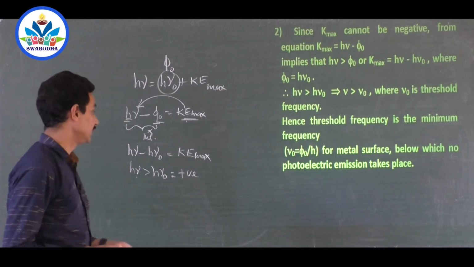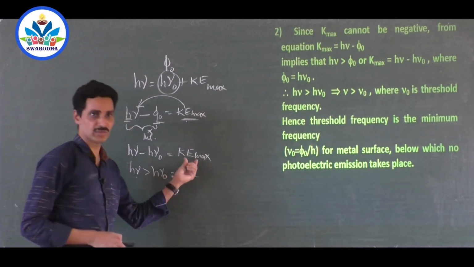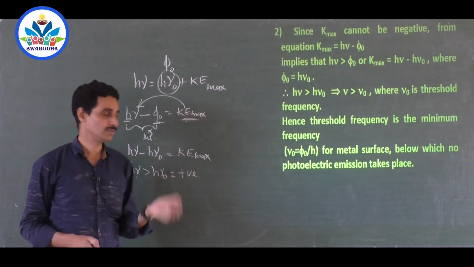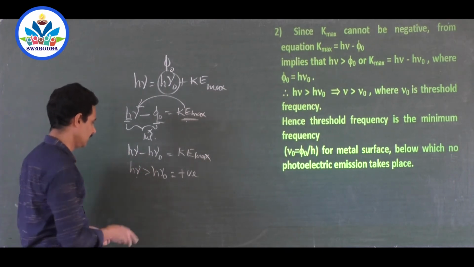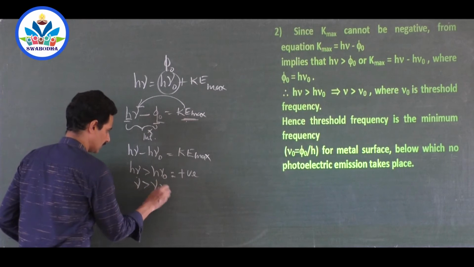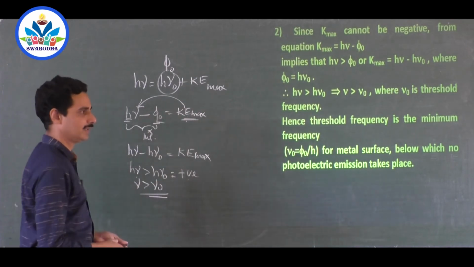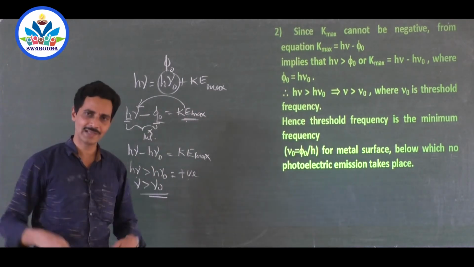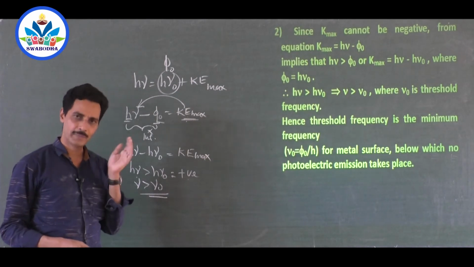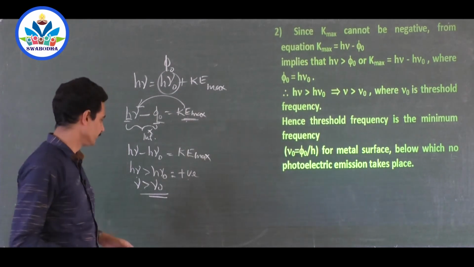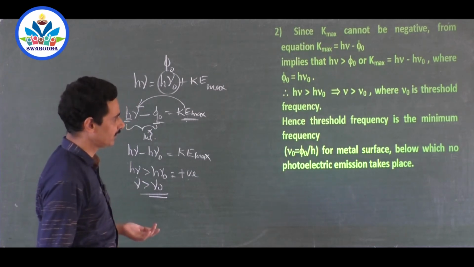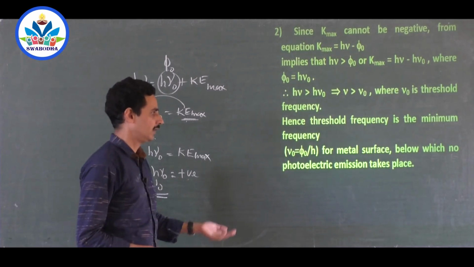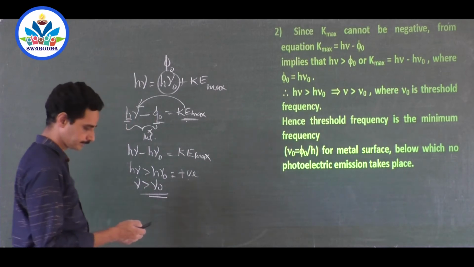Hence, if kinetic energy should always be positive, that means if the electrons have to come out, then h nu should be greater than h nu naught, or nu should be greater than nu naught. Then only this is positive. Otherwise electrons have not come out, they are inside the material, and they are bound, they are not free. So then kinetic energy becomes negative. It is meaningless actually. Hence threshold frequency is the minimum frequency for a metal surface, right?